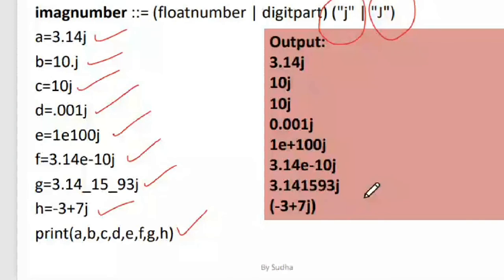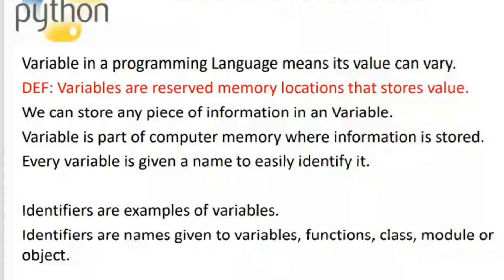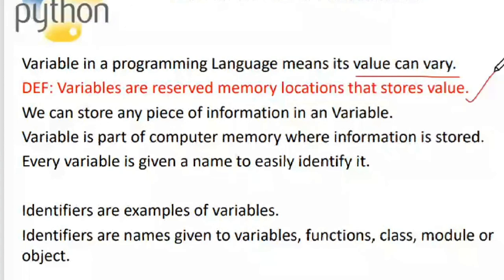The next topic is variables and identifiers. We have just finished string literals and numerical literals, and now we are moving on towards variables and identifiers. First, let us look into what is meant by a variable. A variable in a programming language means that its value can vary. Let us look into another definition of the variable. Variables are reserved memory locations that store a value, and you can store any piece of information in a variable.